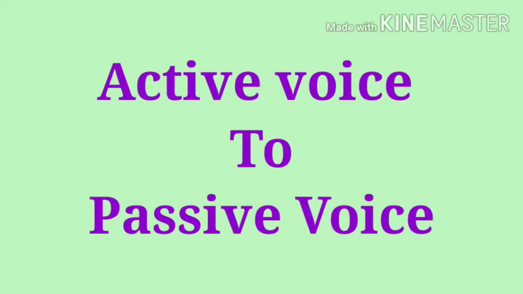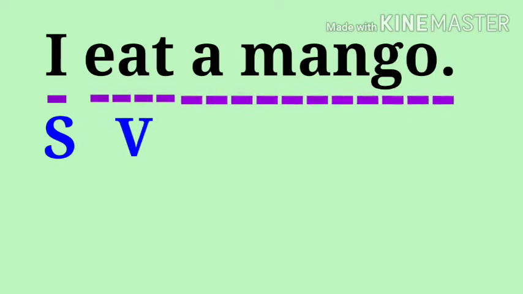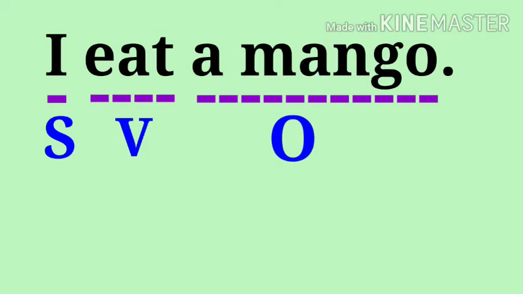Okay, first of all see one sentence. I eat a mango. A very simple sentence. I eat a mango. In this sentence, I is subject, eat is verb and a mango is your object. Understand? So see, what is the structure, what is the sequence of the sentence? SVO. So if SVO structure is there in the sentence, it is surely the active voice.